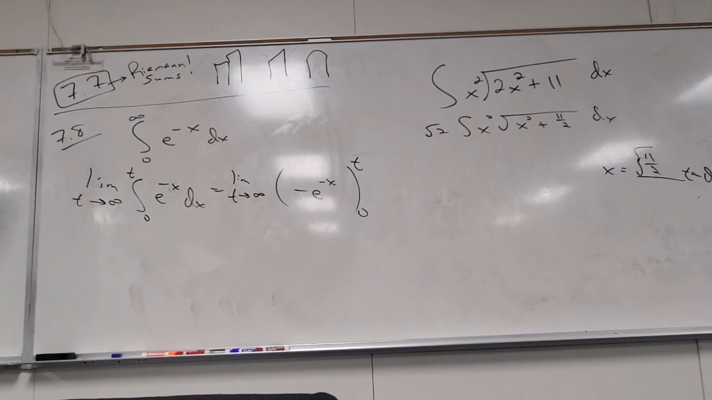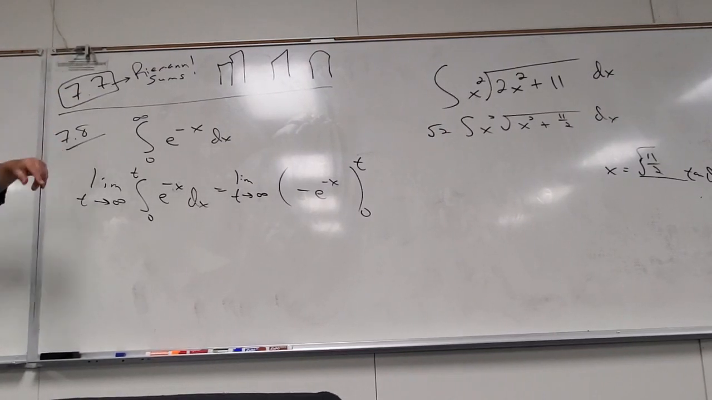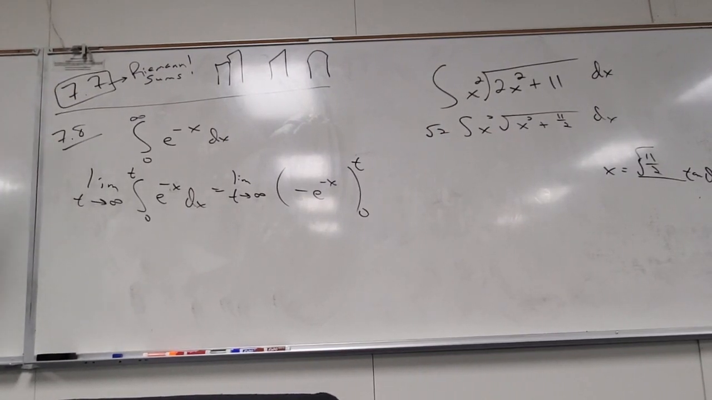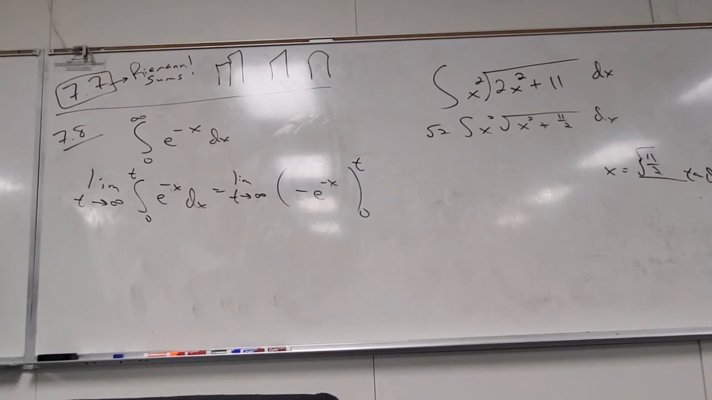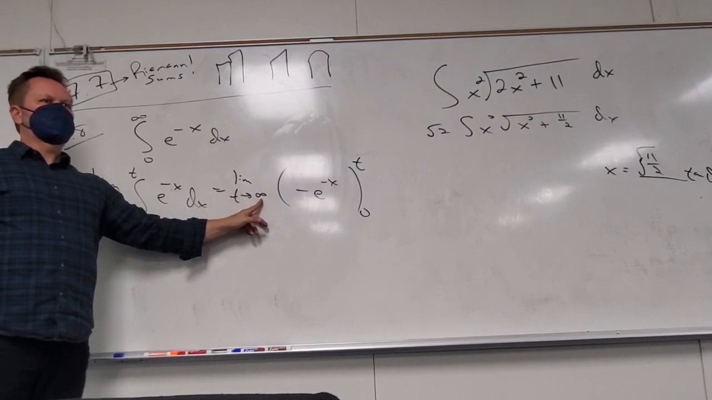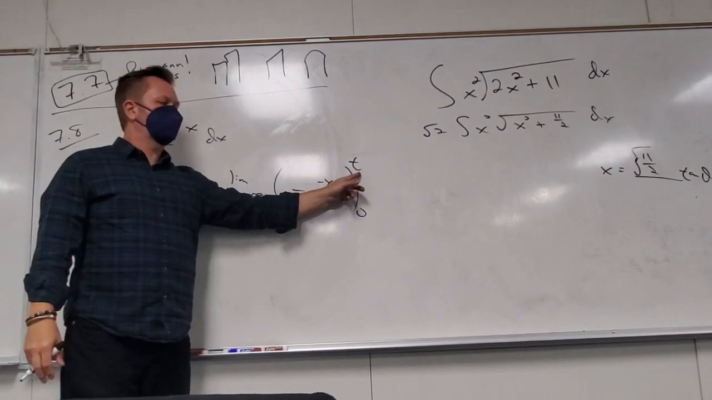I could put the t value in anything, because is t ever infinity? Nope, that's the whole point of a limit. It never gets to this. So I can put t in it, because what is t really? T is a big freaking number.